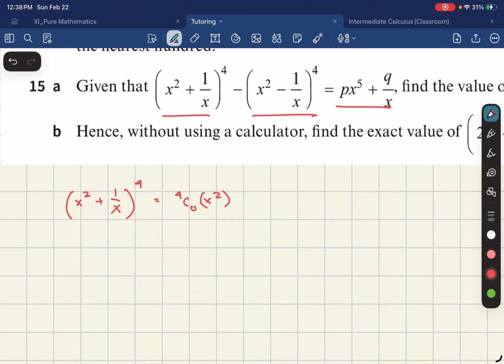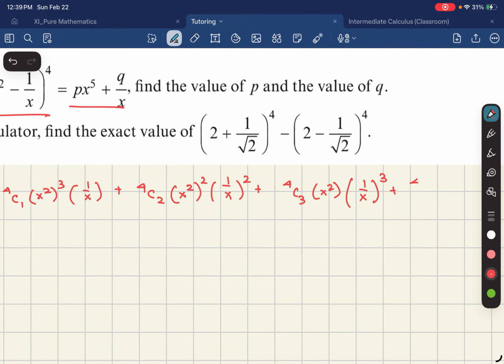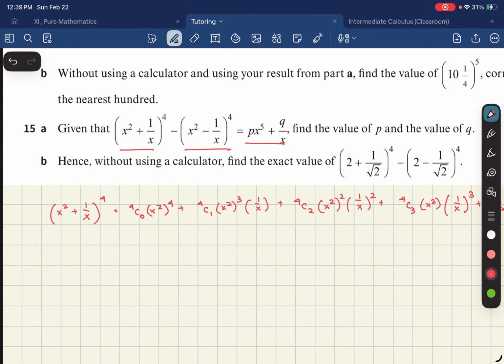x squared to the power 4. Then we go to 4C1. We just change the lower number. x squared to the power 3, 1 over x plus 4C2, x squared squared, 1 over x squared plus 4C3, x squared, 1 over x cubed. Finally, we have 4C4 and 1 over x to the power 4. So let's clean this up a little.